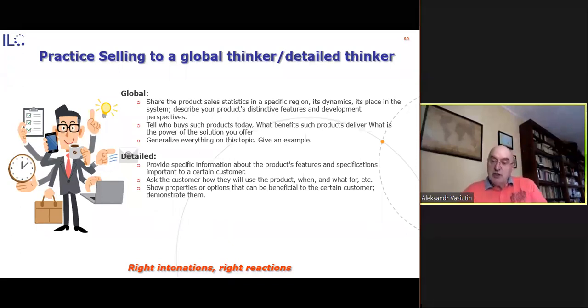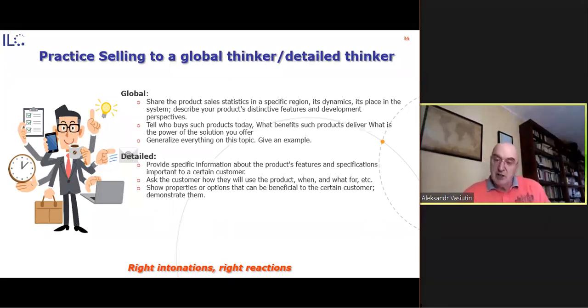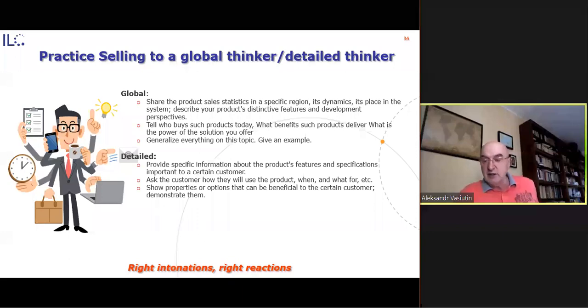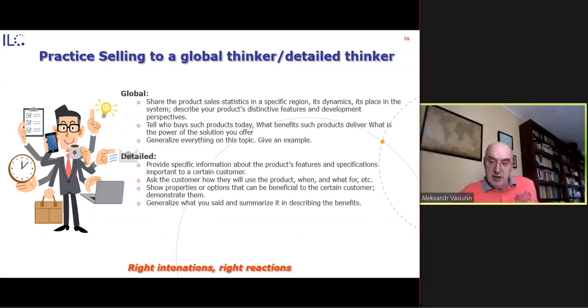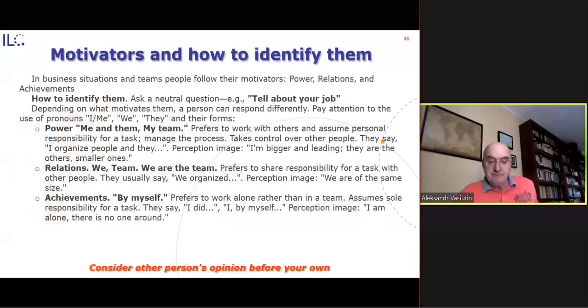Whereas a detailed thinker, for him, you provide specific information about the product's features and specifications. Important: ask the customer how they use the product, when and what for. Show them all the properties or options that can be beneficial to the certain customer. Demonstrate them. If you talk to them as a global thinker, they may not understand your offer. They will believe that you are imagining things.